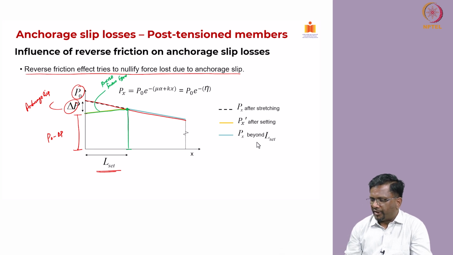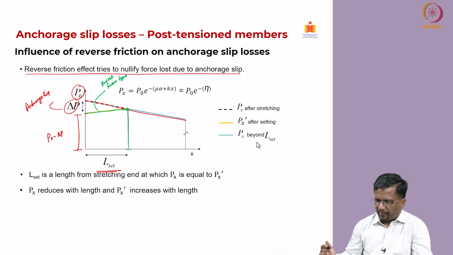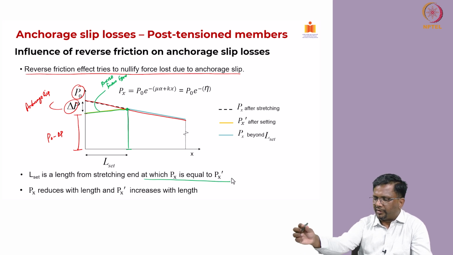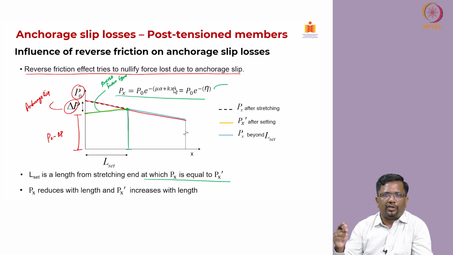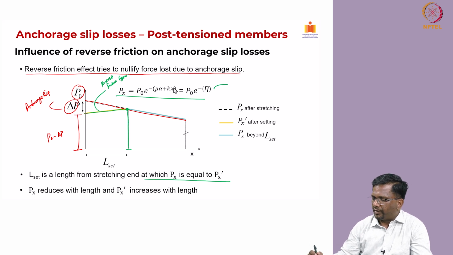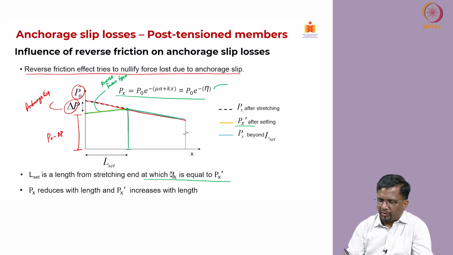So, this is Px beyond. Now, what is L set? L set is nothing but the length from the stretching end at which Px will be equal to Px prime. Now you see here, Px, this is the equation because of the original curvature and wobble effect. The green color what we are seeing here is your Px prime equation. There are two effects, and Px will be equal to Px prime at x equal to L set, that is what we are trying to see.